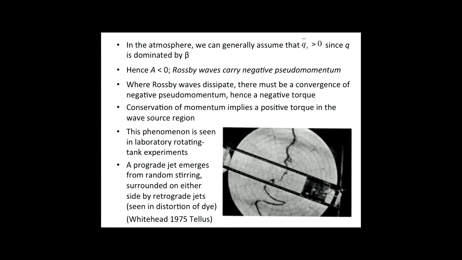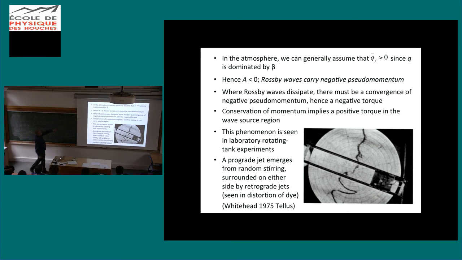Okay, so now we look at the atmosphere. In the atmosphere, we can generally assume that the PV gradient is positive since Q is dominated by beta. So the Rossby waves have a negative A. They carry negative pseudo momentum. For historical reasons, the EP wave activity is defined with a plus sign. So you just have to remember that EP wave activity is negative pseudo momentum.